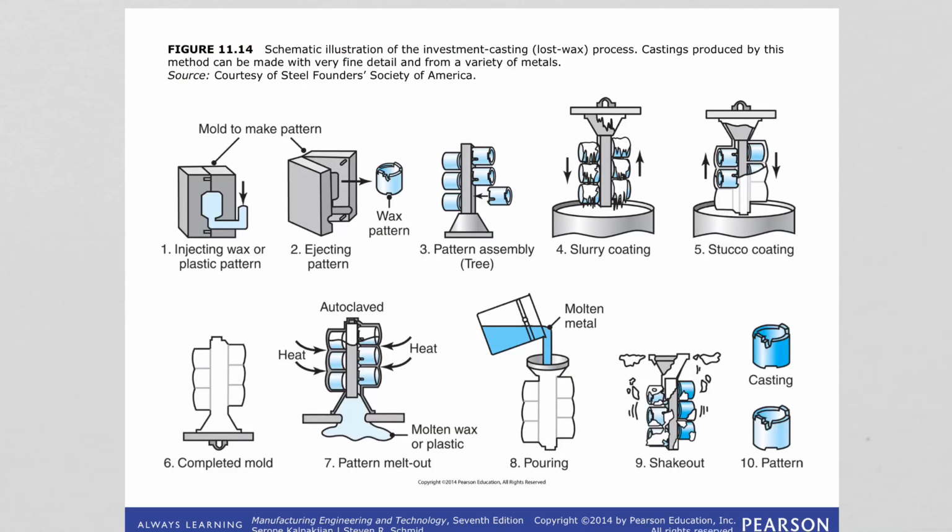Here each stage of this technique is illustrated. First we need to make the pattern out of wax or a plastic, and we assemble it. We call it a tree, right? We put multiple of them together, and then we dip it into a slurry, and this coats the pattern. To increase the strength of the coating, the pattern is repeatedly dipped into the slurry.